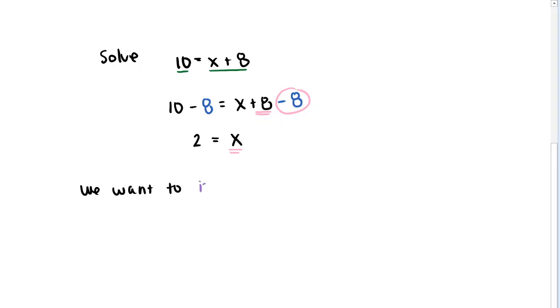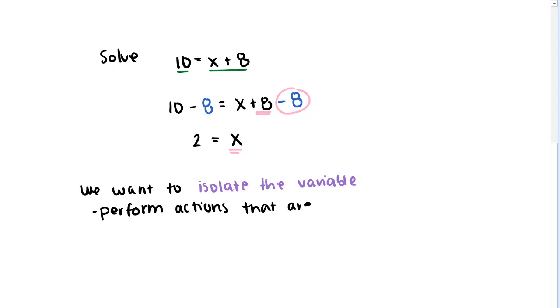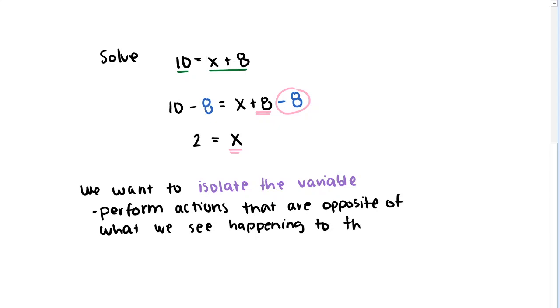And so really, the practice that we're taking here is that we want to isolate the variable we're solving for. So we want to isolate the variable. And to do this, we perform actions, maybe I'll space this out a little bit, we'll perform actions that are opposite of what we see happening to the variable.